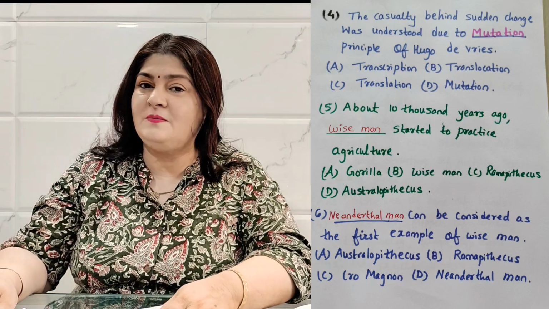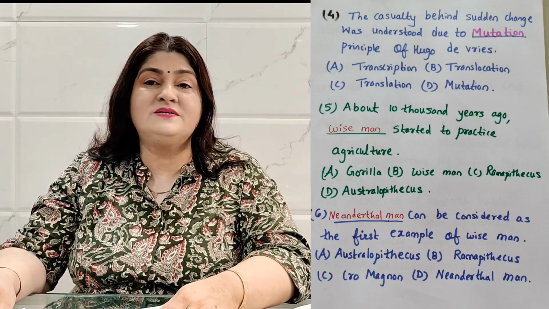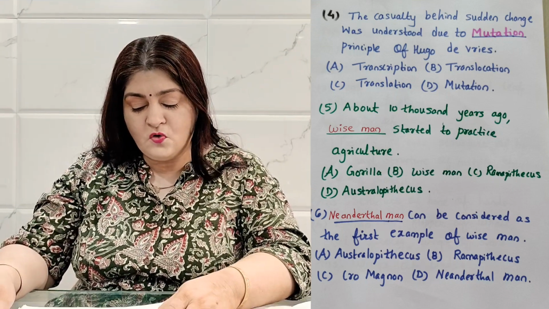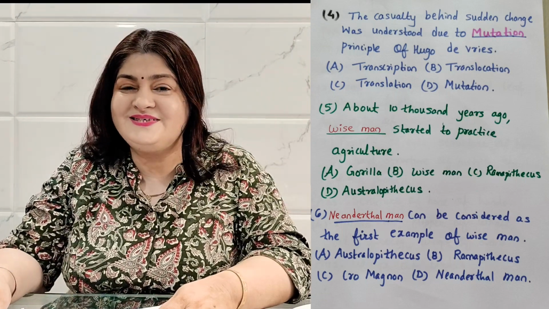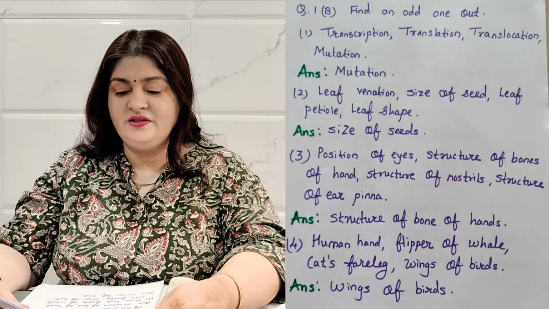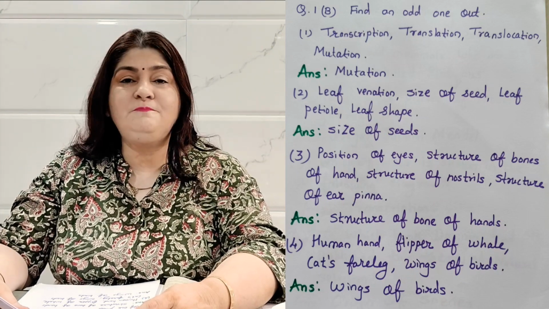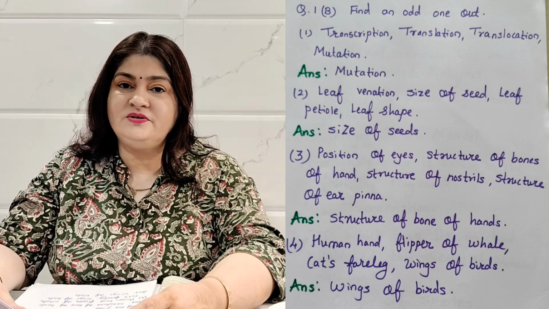The sixth fill in the blank: dash can be considered as the first example of wise man. Options: Australopithecus, Ramapithecus, Cro-Magnon and Neanderthal man. And here the correct answer is Neanderthal man. Question 1B, find the odd one. First one: transcription, translation, translocation and mutation.